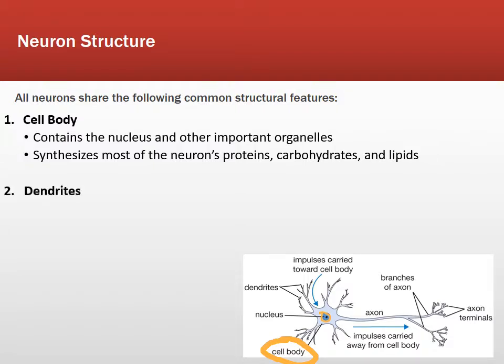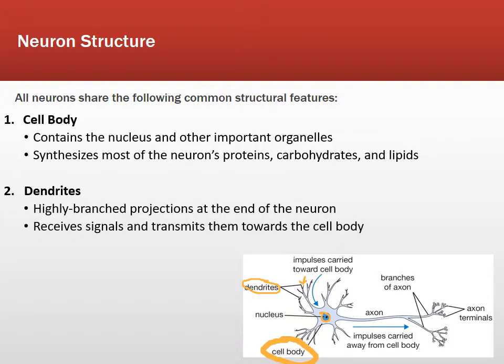Then we have something called the dendrites, and the dendrites are right here. The dendrites are these branchy looking things that are going to receive the signals and transmit them towards the cell body. So these dendrites are actually what receives the signal, usually from another neuron. A lot of these neurons will just connect kind of end to end, and these dendrites will receive messages from the previous neuron and then send them along this way.